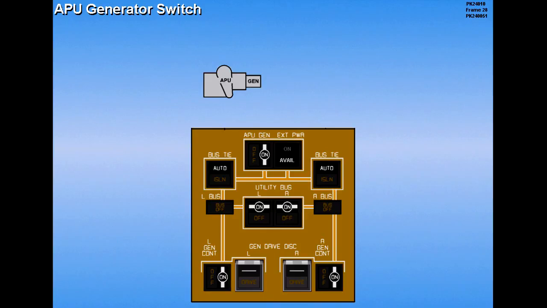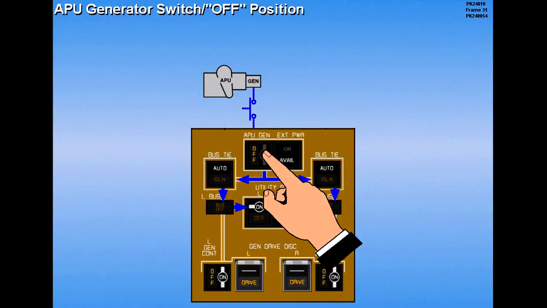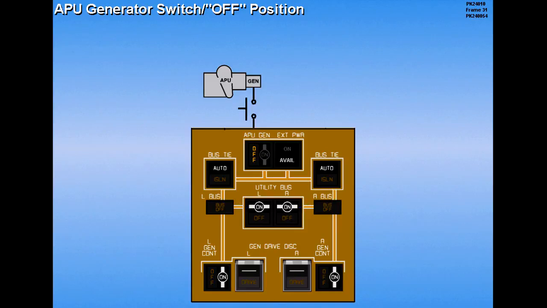APU operation is controlled by the APU generator switch. Normally, this switch is left in the on position, which arms the generator breaker to automatically open or close. With the switch in the on position, the off light will illuminate only if the generator breaker trips open due to a fault. Selecting the off position illuminates the off light and removes the APU power from the electrical system.